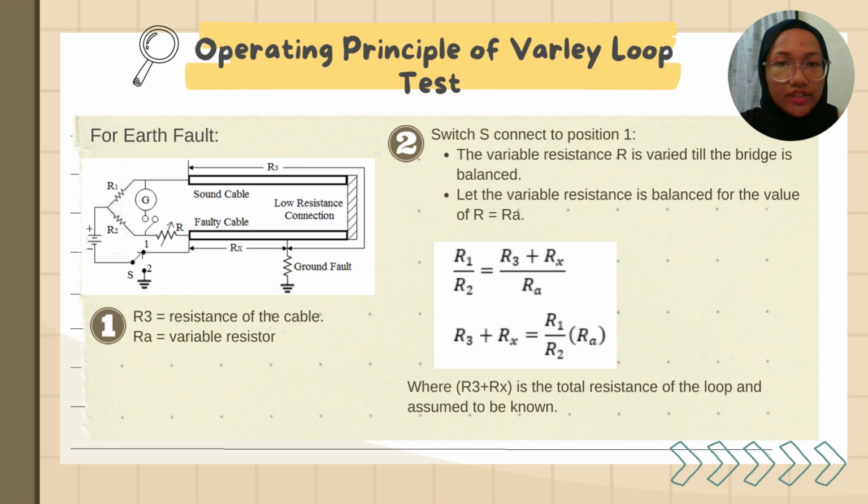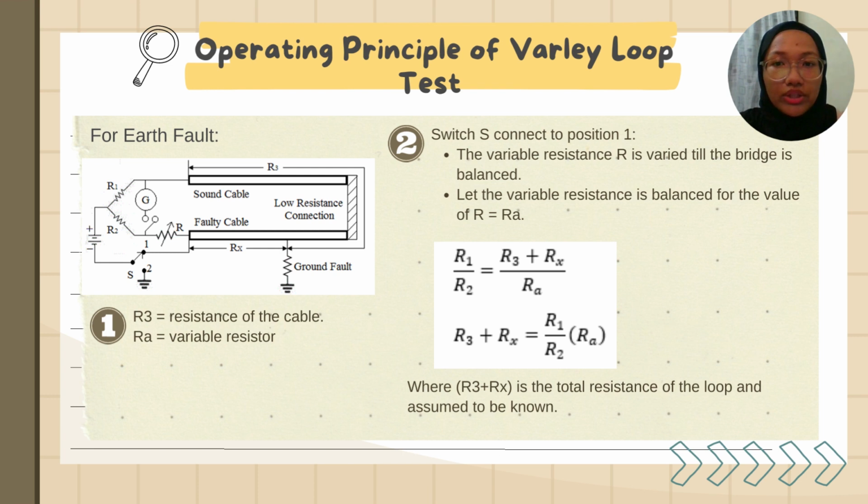So first, the switch S is connected to position 1. The variable resistance R is varied till the bridge is balanced, which means that the galvanometer gives zero deflection. And then let the variable resistance be balanced for the value R equal to RA.